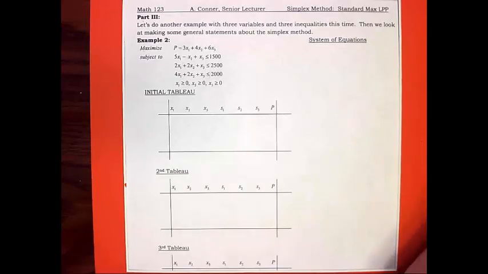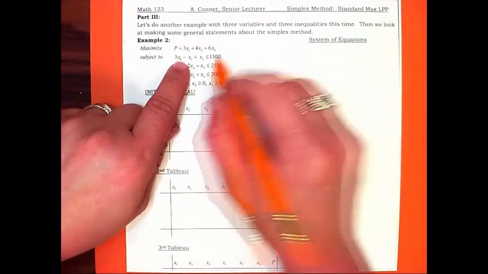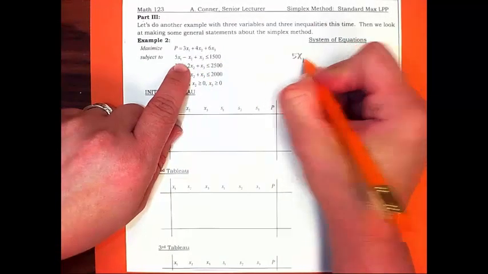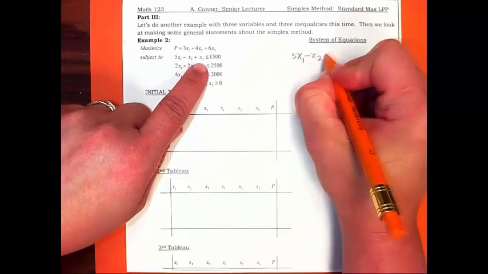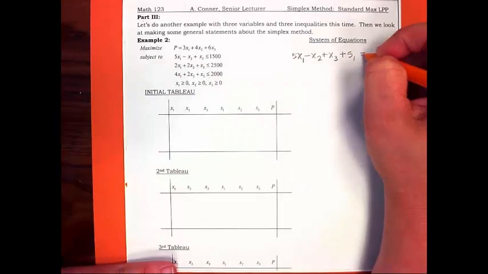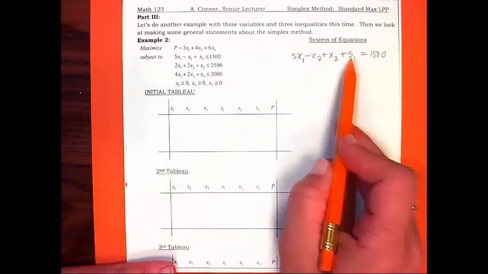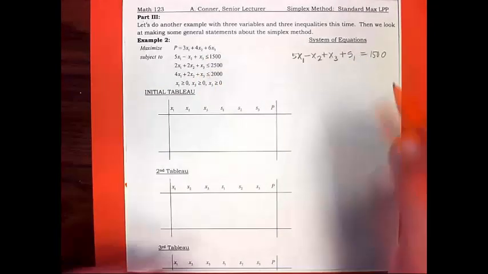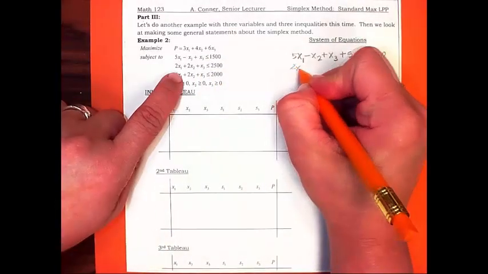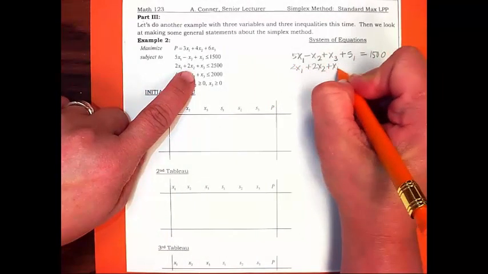The first thing to remember is to introduce the slack variables. We want to start with the first inequality and take up the slack. So 5x1 minus x2 plus x3 plus s1 is equal to 1500. So we took the less than, we added some more in to make it equal to 1500. Now we're going to take 2x1 plus 2x2 plus x3.